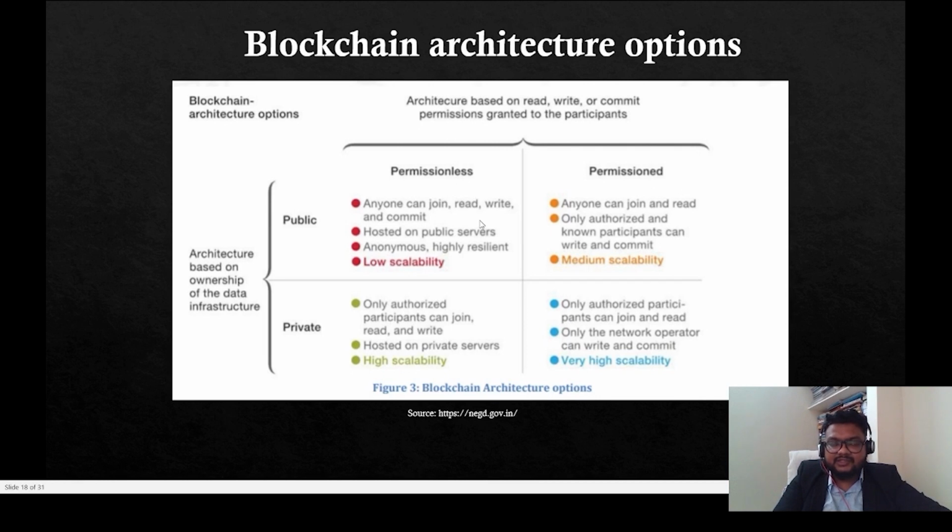The permissionless blockchain is totally decentralized. Anybody can join, read, write, and commit. It is hosted on public software. People can remain anonymous, but it has very low scalability. Permissioned blockchains will permit some people to join and read, but will not give them write access. Private blockchains are very good for organizations and business entities, because they don't want to disclose everything to the public. In permissionless, the restrictions are less, and in permissioned, definitely the restrictions are more.